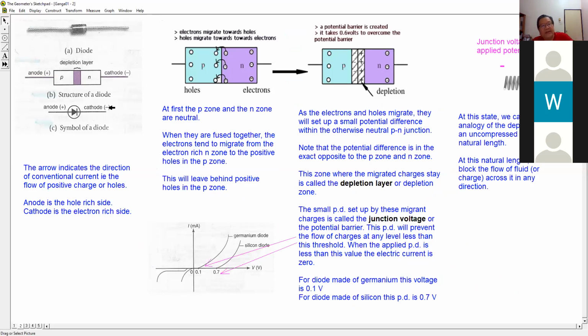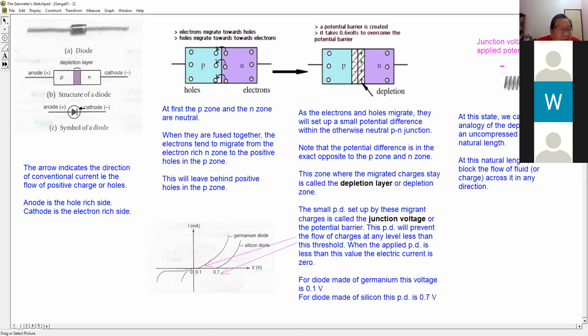Now, actually, this is the forward bias state. The positive side is connected to the P type. The negative side is connected to the N type. You can see the arrow there. Now, the arrow is the direction of the conventional current, not the direction of electron flow. So if you can overcome the junction voltage, then they can go through.